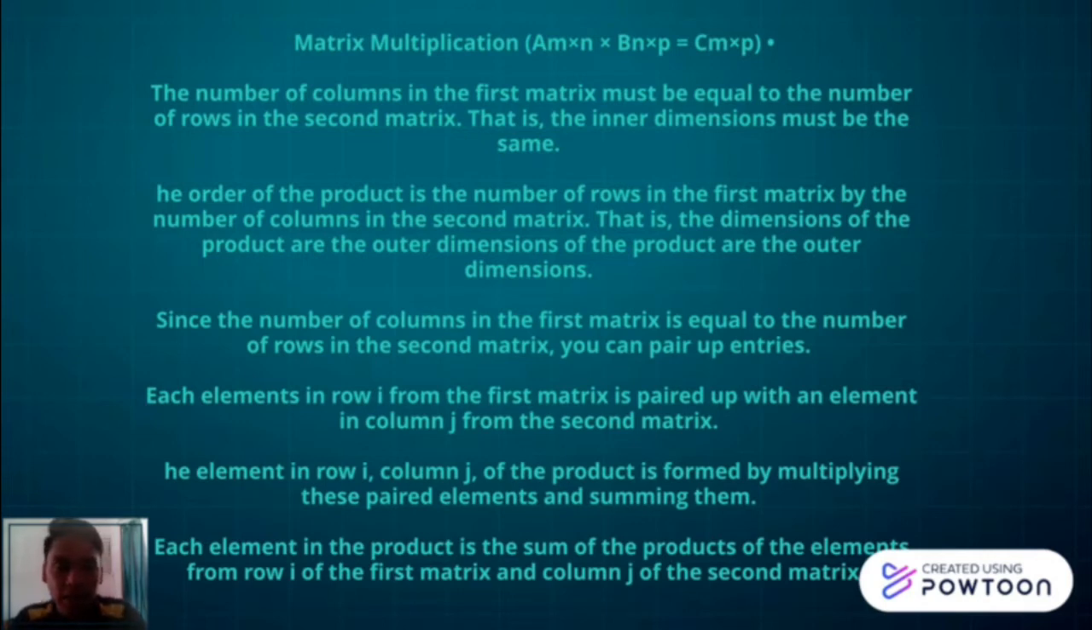Okay, for example, given two matrices, A and B. Matrix A is 3 by 3, while matrix B is 3 by 1. So for matrix A, the number of columns is 3, and for matrix B, the number of rows is 3. They have the same number, so we can pair up the entries. If the row and column numbers are different, we cannot pair up the two matrices together.